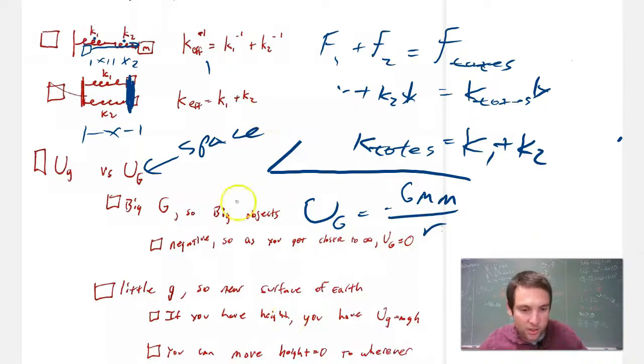For little g, we're near the surface of Earth. If you have height, you have gravitational potential energy, and you can move h equals 0 to wherever is useful for you to solve problems.